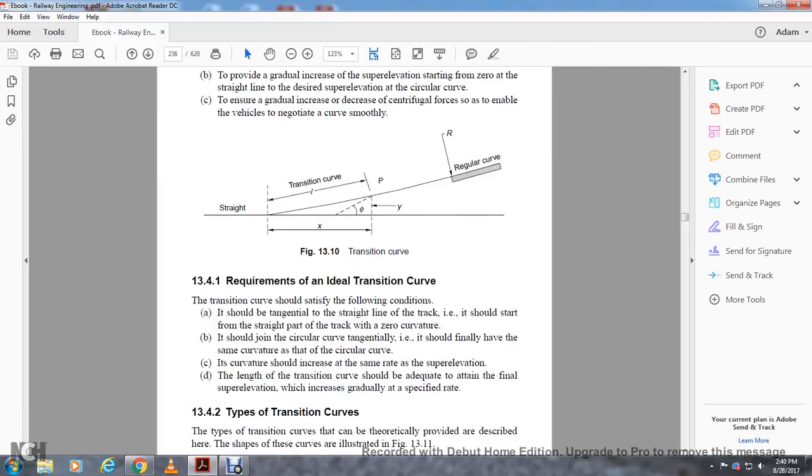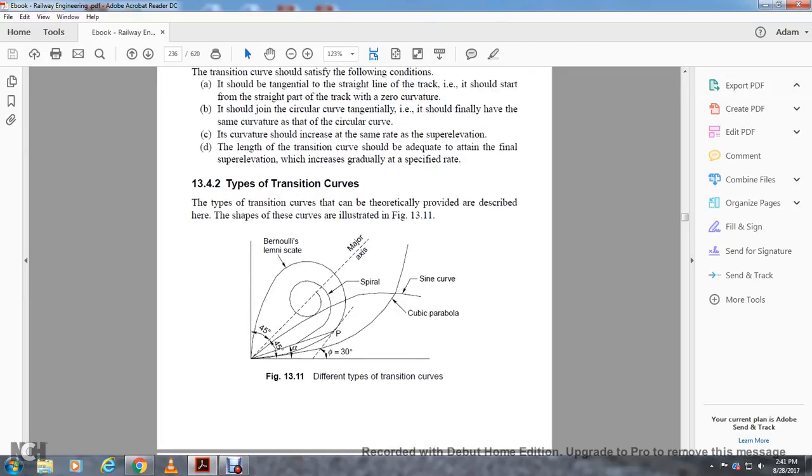13.4.1 Requirements for an ideal transition curve. The transition curve should satisfy the following conditions. It should be tangential to the straight track and should start from the straight part of the track with zero curvature. It should join the circular curve tangentially and should finally have the same curvature as the circular curve. The curvature should increase at the same rate as the super elevation. The length of the transition should be such that the final super elevation is attained gradually at a specified rate.